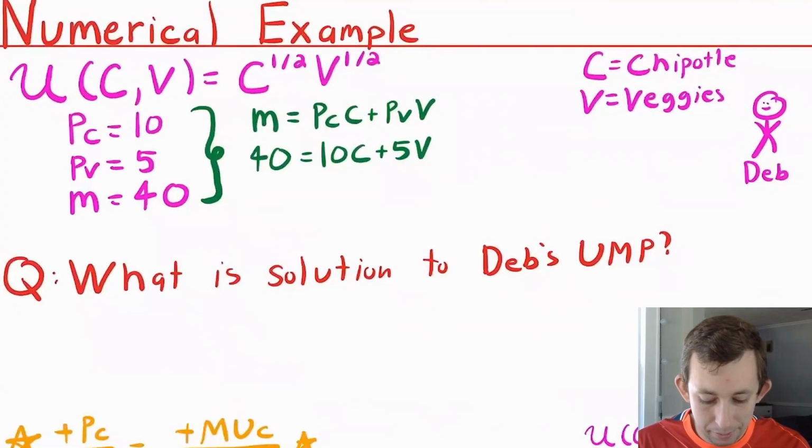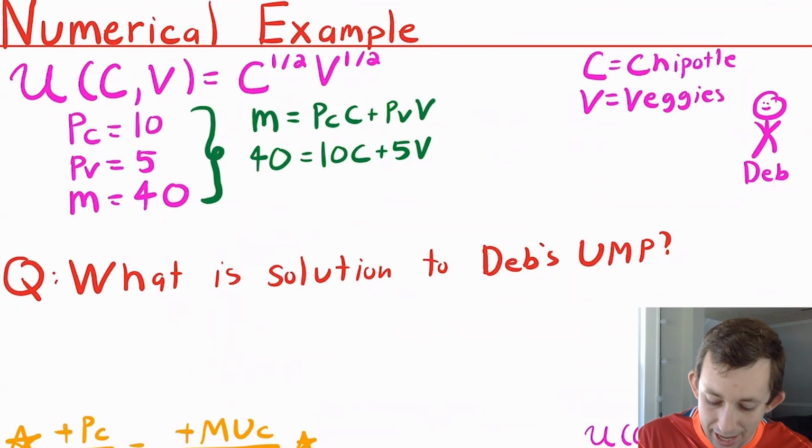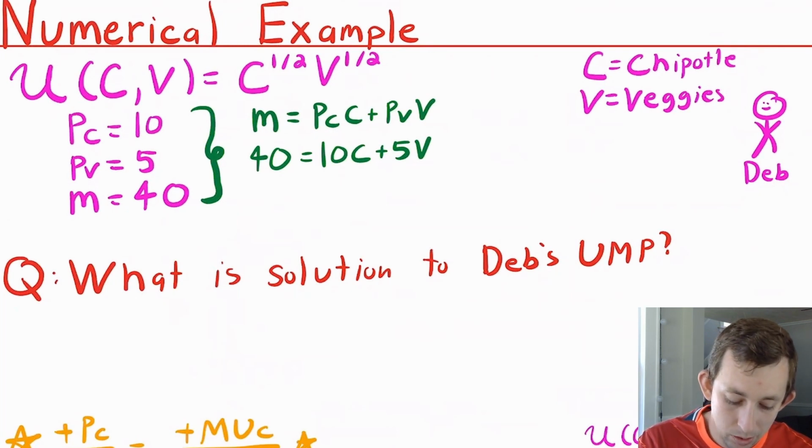So here's a numerical example. We're going to do a different sort of example. Here's Deb. Deb eats two things. She goes to Chipotle and she also likes to eat veggies. So her utility function, this is called a Cobb-Douglas utility function. We're going to have Chipotle to the 1/2 times veggies to the 1/2. We're going to say that the price of a Chipotle bowl is $10, the price of veggies is $5, and she's got $40 in her pocket.